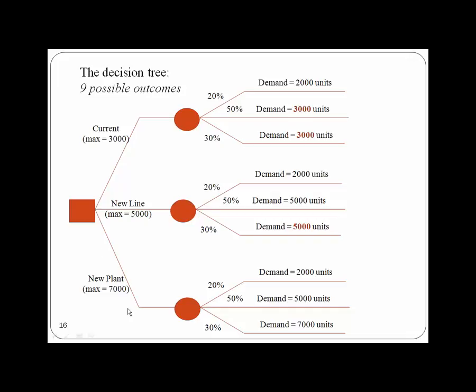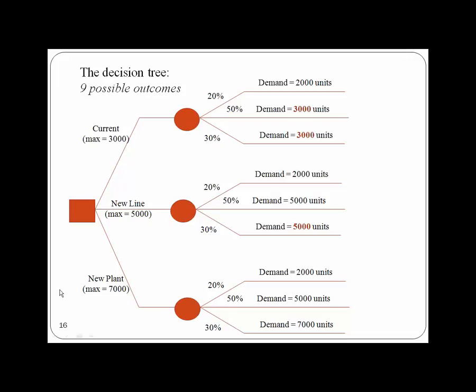Alternatively, if we go with a new plant, we have a 20% chance of getting a demand of 2,000, we have a 50% chance of getting a demand of 5,000, and we can pick up all that demand, or we have a 30% chance of picking up a demand of 7,000. And again, in this particular case, our maximum capacity for the new plant is 7,000, and our highest potential demand is 7,000. So we can pick up all the demand if we go with a new plant and if we go down one of those branches.